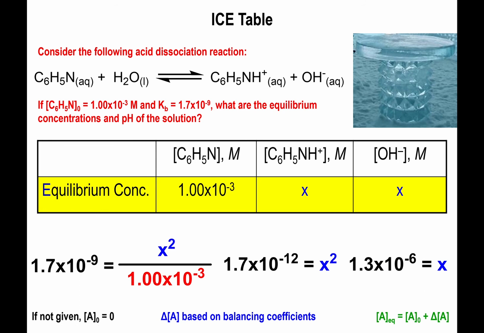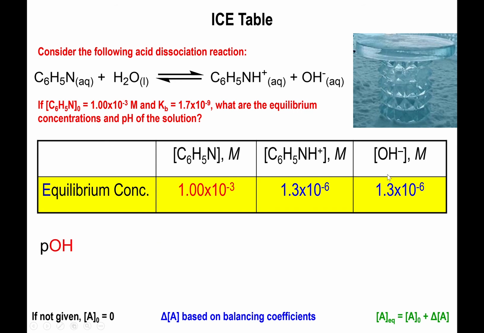Now the value of x has to be placed back into the ICE table. And in fact, this value is very small compared to the initial concentration. So that was a good approximation on our part. This hasn't changed much, if at all. Now the value that we have here for x amounts to the value of hydroxide.